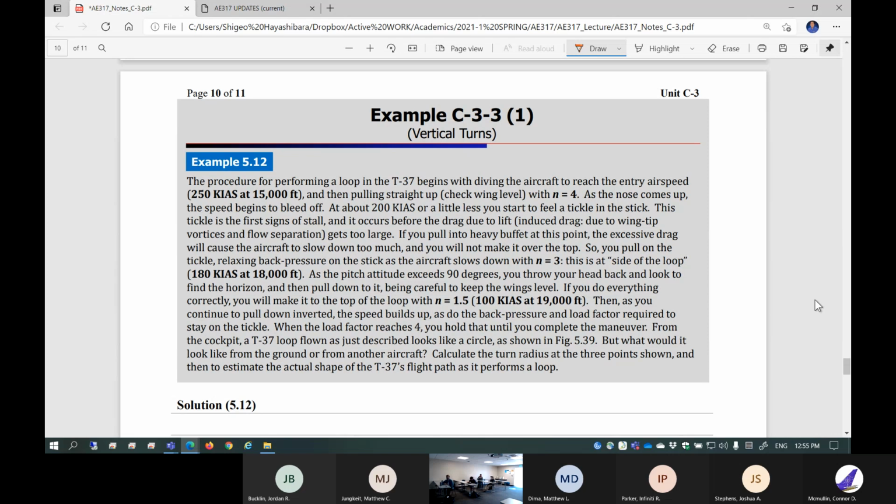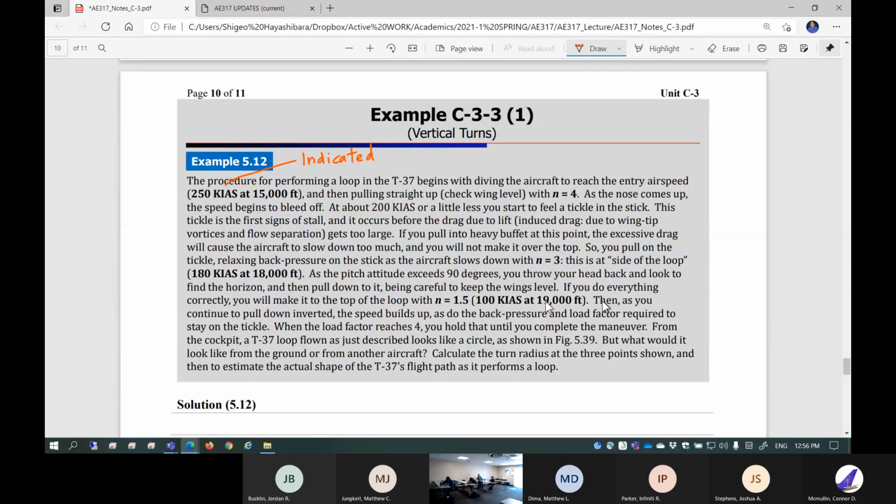The procedure for performing a loop in the T-37 begins with diving the aircraft to reach the entry airspeed, which is 250 ks. Oh, by the way, what's ks? Indicated. Knots indicated, okay? So this is 250 knots indicated airspeed. Altitude 15,000 feet. Okay.